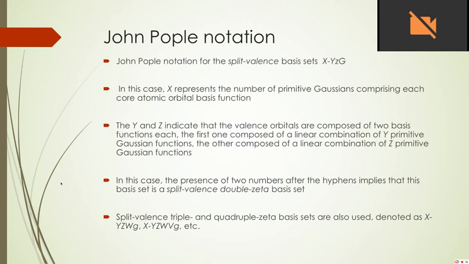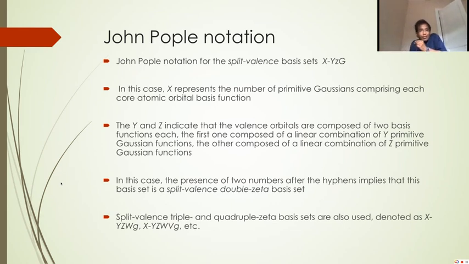Pople notation for the split valence basis sets: X-YZG. In this case, X represents the number of primitive Gaussians comprising each core atomic orbital basis function, and Y and Z indicate that the valence orbitals are composed of 2 basis functions. The first is composed of a linear combination of Y primitive Gaussian functions, and the other is composed of a linear combination of Z primitive Gaussian functions. In this case, the presence of 2 numbers after the hyphen implies that this basis set is a split valence double zeta basis set.